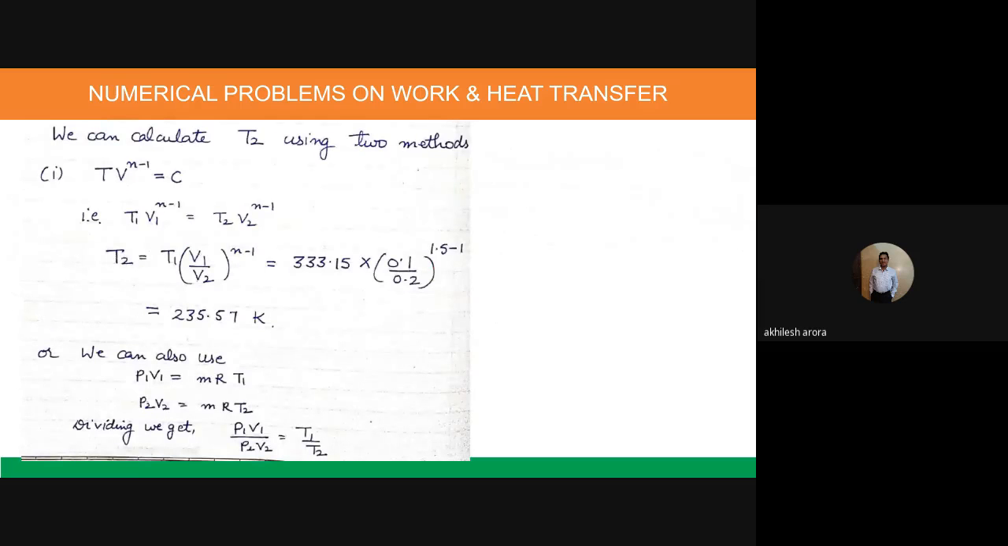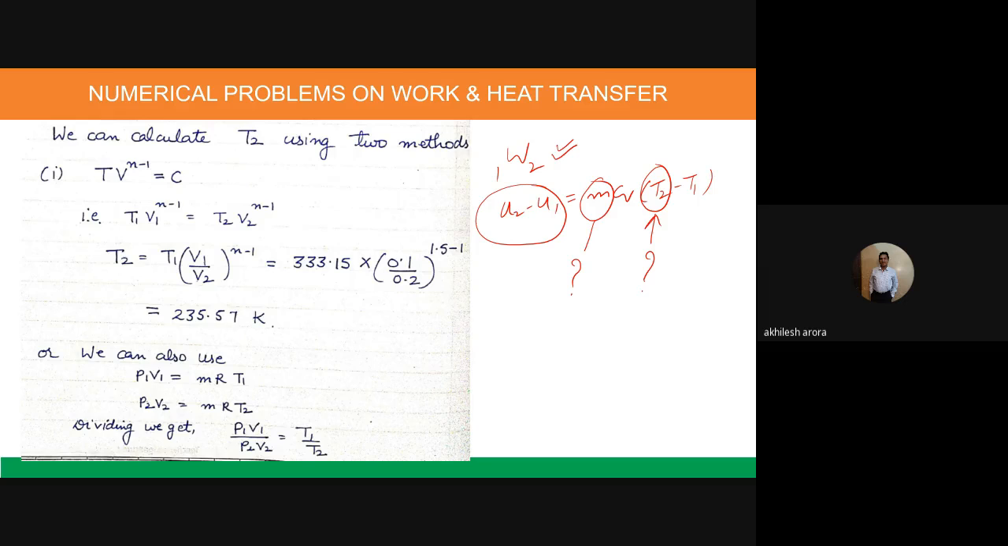So now I can calculate the value of T2 because W has already been calculated in the previous case. To calculate U2 minus U1, the formula is m Cv (T2 minus T1). So T2 is not available with me. Mass is also not available with me. So I have to calculate the value of mass and the value of T2, and after that only I would be able to calculate the value of U2 minus U1.